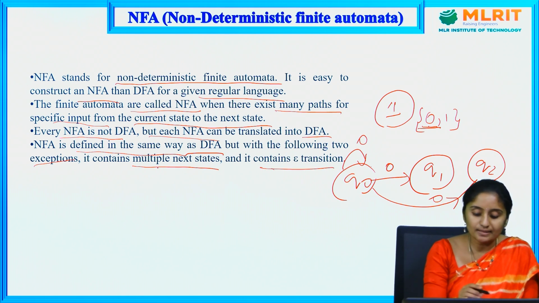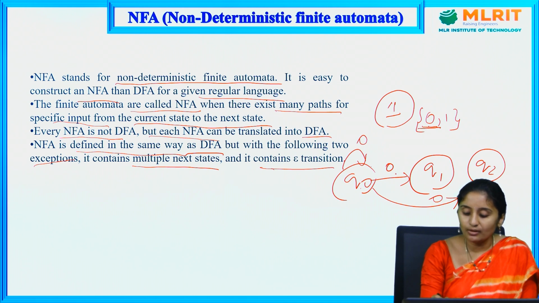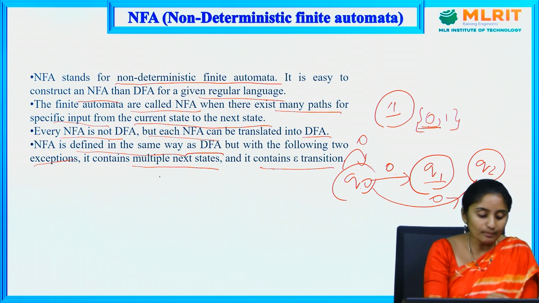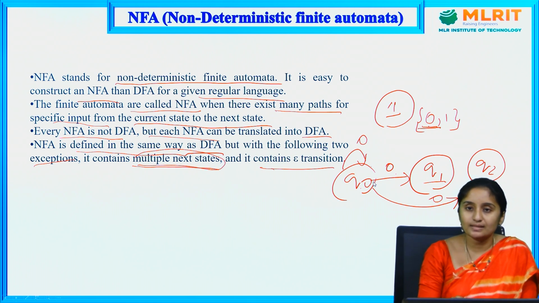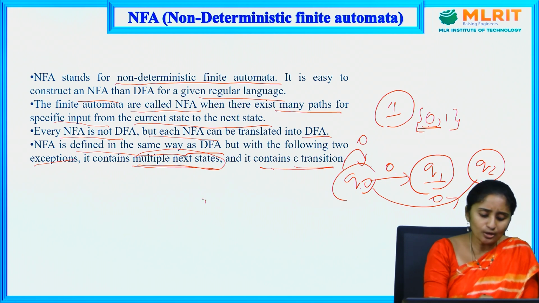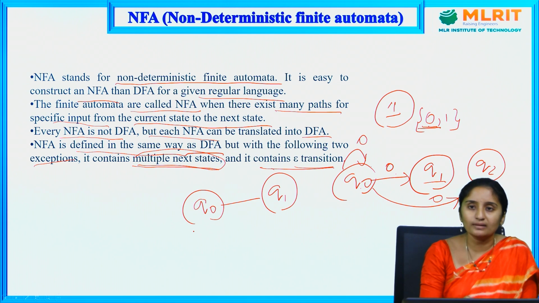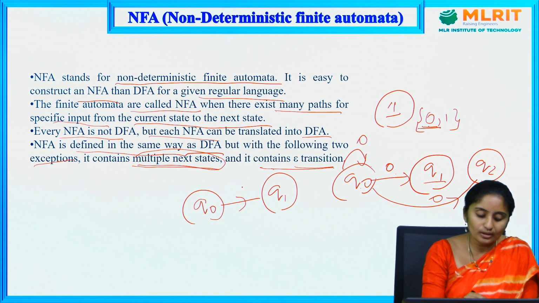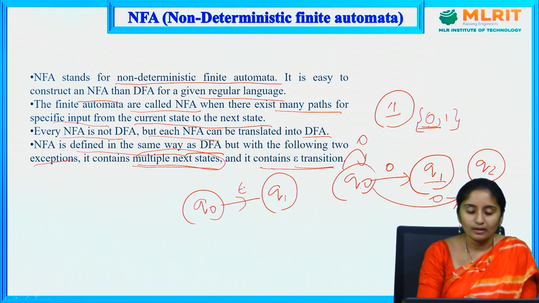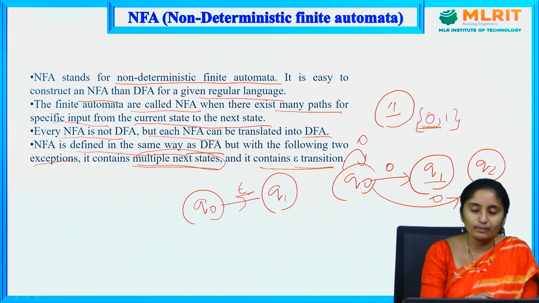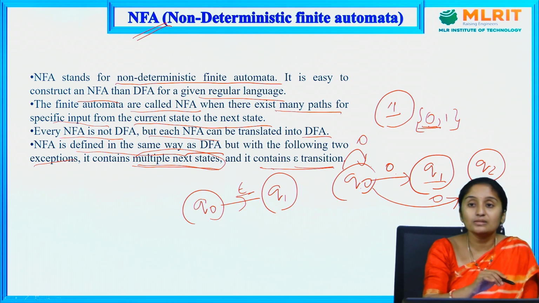Multiple next states are nothing but, see here, Q0 on 0 is moving to the next state Q1, and it is also moving to the Q2 next state, and it is also staying in the same state. Multiple next states are existing. And epsilon transition is nothing but when I have 2 states, I can move from one state to another state with no input, that is, with epsilon. That is possible in NFA, but not possible in DFA. These are the two exceptions which differ between NFA and DFA.